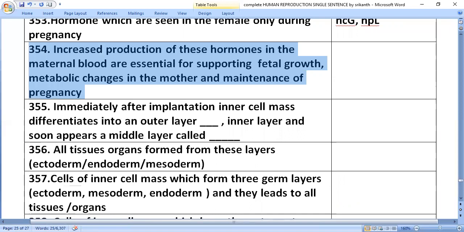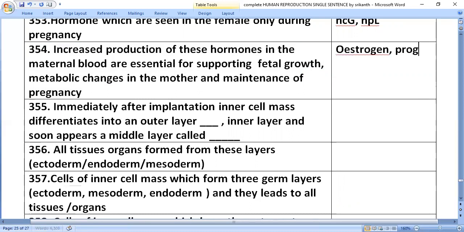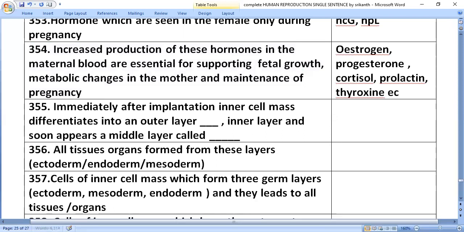Increased production of these hormones in the maternal blood is essential for supporting fetal growth, metabolic changes in the mother, and maintenance of pregnancy. That is estrogen, progesterone, cortisol, and prolactin, then thyroxine, etc.